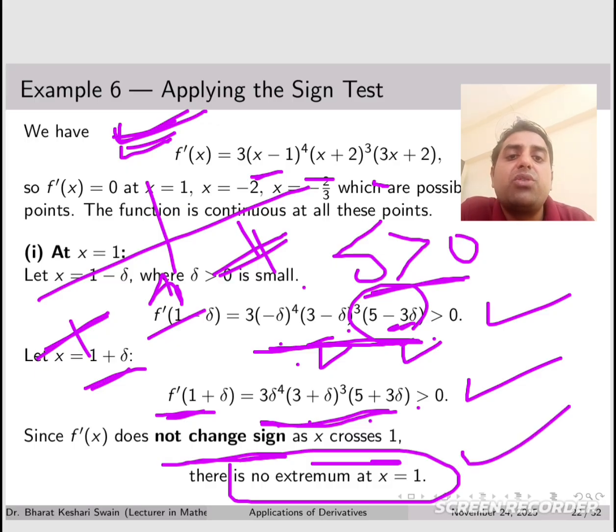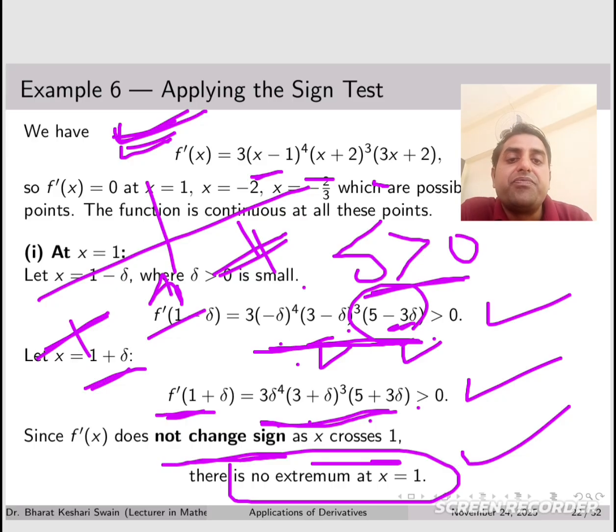So at x equal to 1, f has no extremum. But these are only the possible cases. When we took f dash x equal to 0 and solved for x, we got 1, minus 2 and minus 2 by 3. At those points, your function may be an extremum, may not be an extremum. So that's why we check.